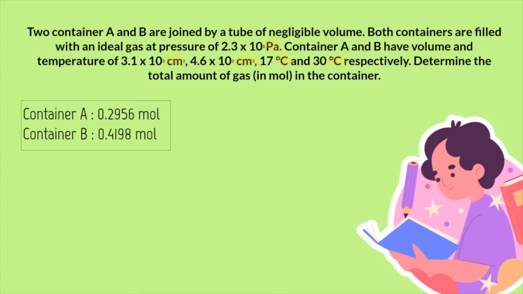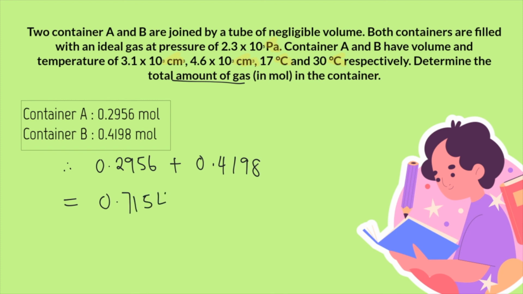Alright then, from our calculation, we already know the number of mole for container A and B. When you want to calculate the total amount of gas in mole, you just have to do the summation of the number of mole for container A and B. So you need to add 0.2956 plus 0.4198, which should be equivalent to 0.7154 mole. So this is the total amount of gas in mole in both containers.